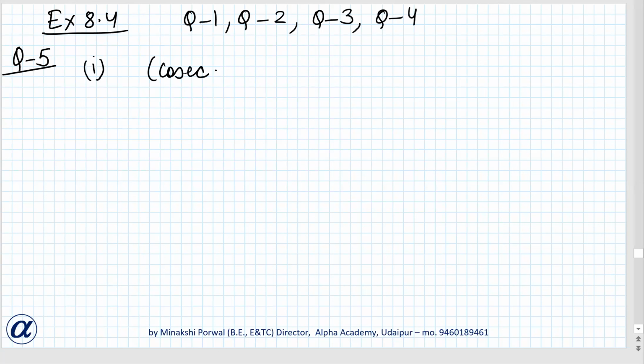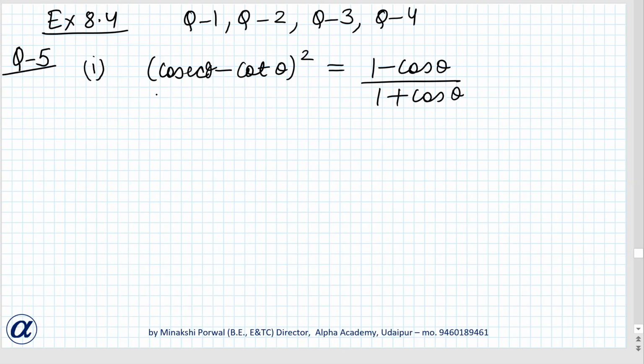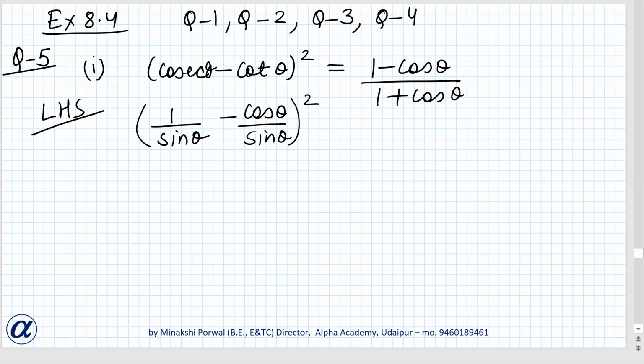Okay, so the first part is cosec theta minus cot theta the whole square equals 1 minus cos theta by 1 plus cos theta. Cosec theta is what? 1 upon sin theta. In the LHS I am taking 1 upon sin theta, and cot theta is cos theta upon sin theta, the whole square.